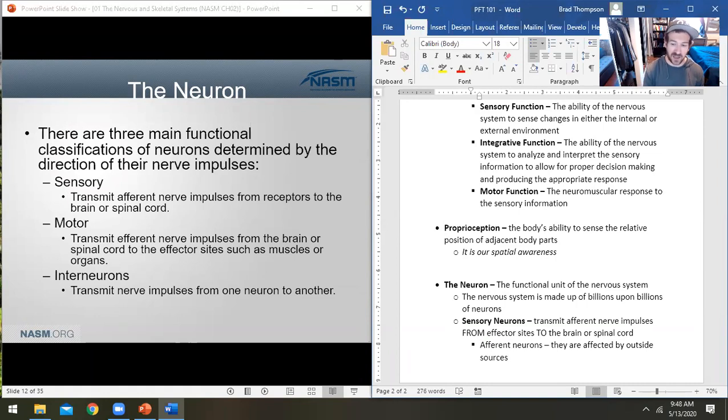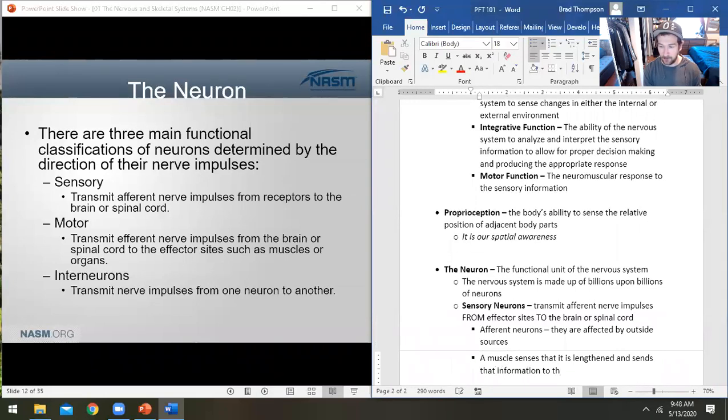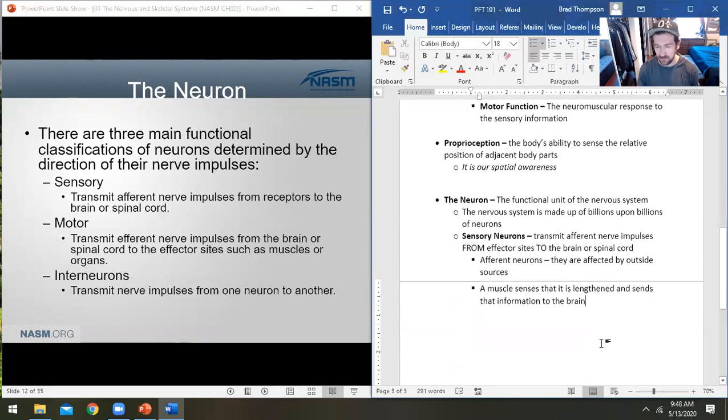And so again, we'll do an example here. A muscle senses that it is lengthened and sends that information to the brain. So a muscle realizes that it's stretched.